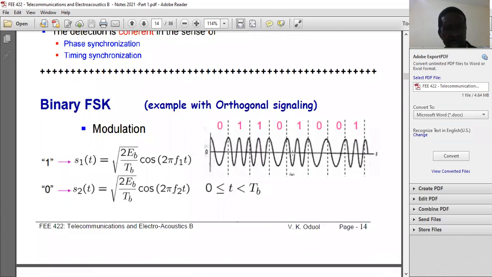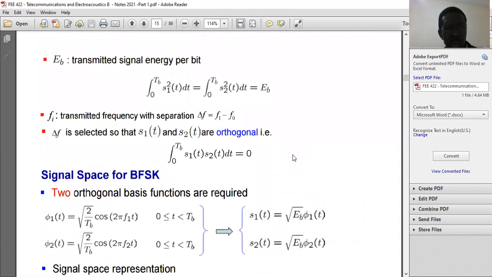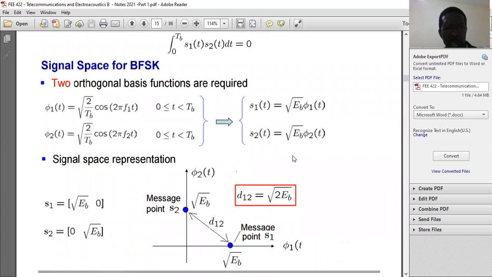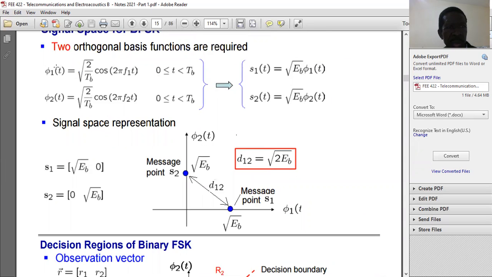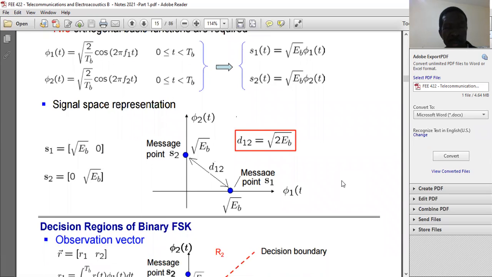FSK, we handled this before. And the signal space for FSK is given here. The explanation is that you have two basis functions, one at f1 and one at f2. And S1 is the square root of Eb times phi1, and S2 is the square root of Eb times phi2. The important thing with this FSK is that the signals are now not on the same line, but they're 90 degrees out of phase. And so the distance between them, d12, is the square root of 2Eb.